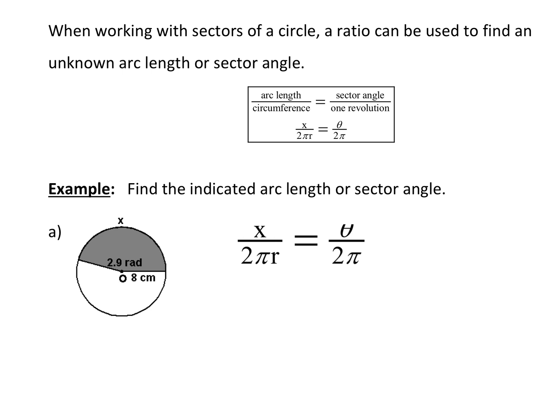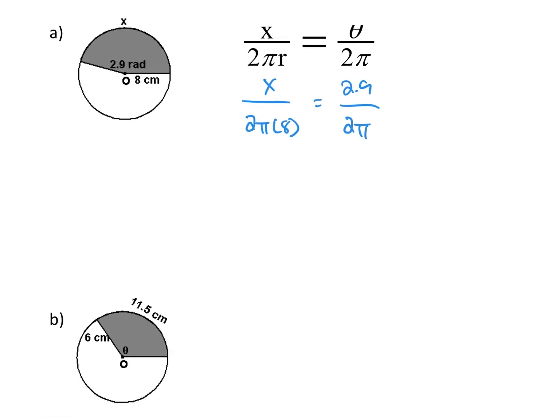So we want to find x, so we don't know x. What's the radius? Well, the radius appears to be 8 centimeters. So it's x over 2 pi times 8 equals theta, which is 2.9, over 2 pi. Now 2 pi is just 2 pi. And now we can just go ahead and work this out.